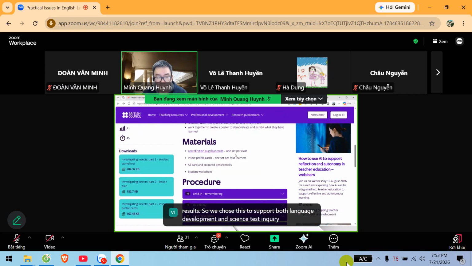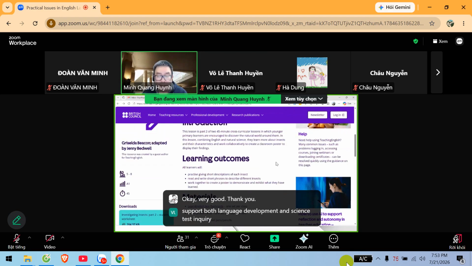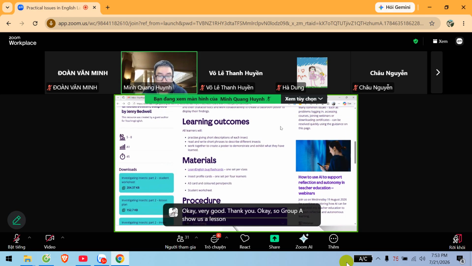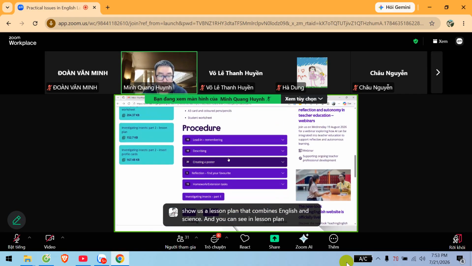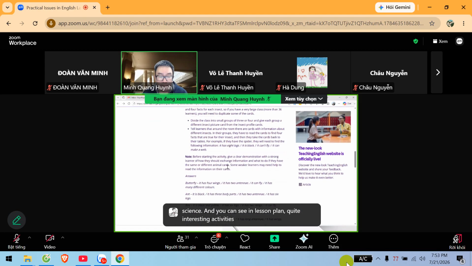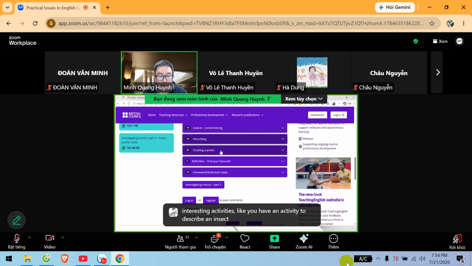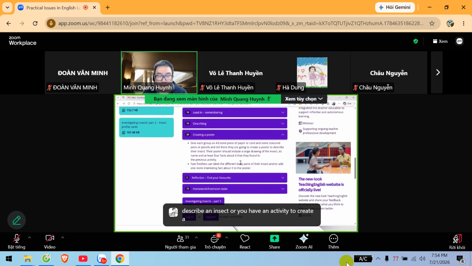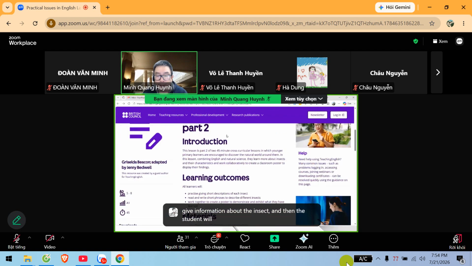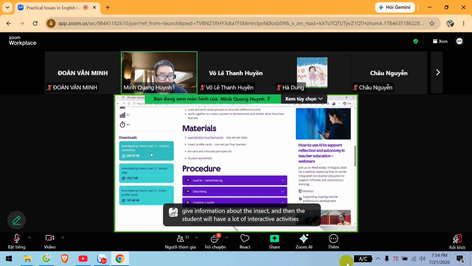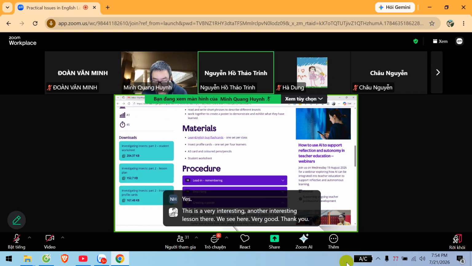Okay, very good. Thank you, Group A. So Group A showed us a lesson plan that combines English and science. You can see quite interesting activities in the lesson plan, like describing an insect, or creating a poster to give information about the insect. And then the students will have a lot of interactive activities where they work together, right? So this is another interesting lesson plan we see here. Very good. Thank you.